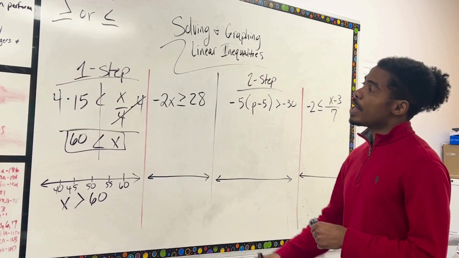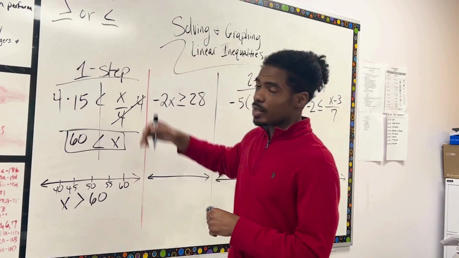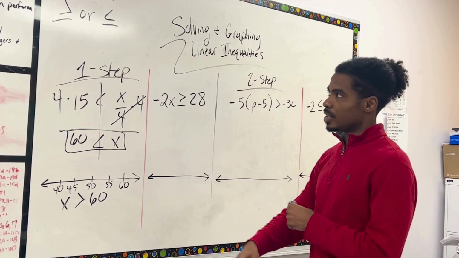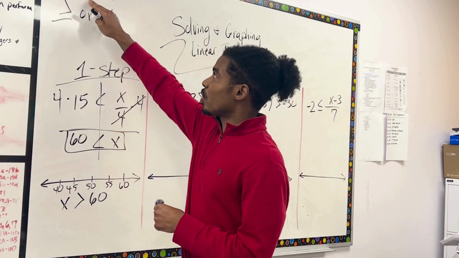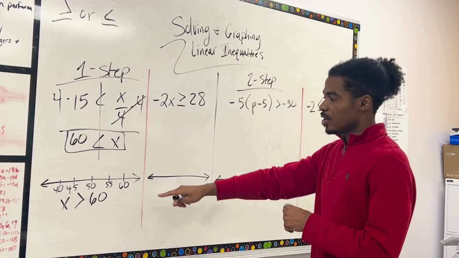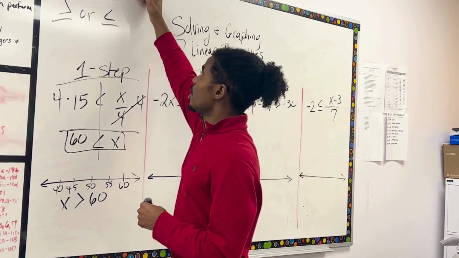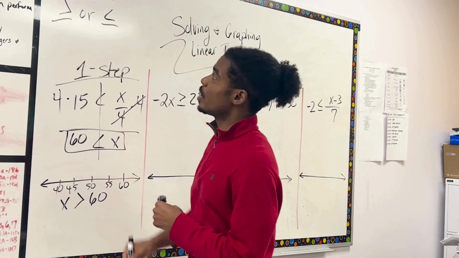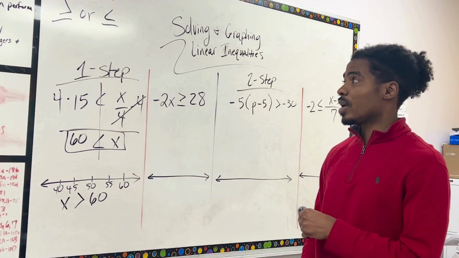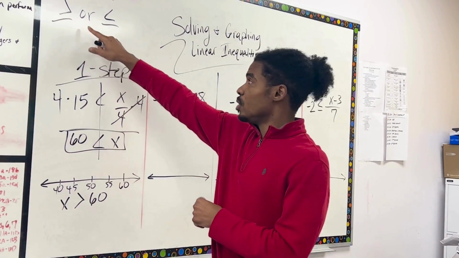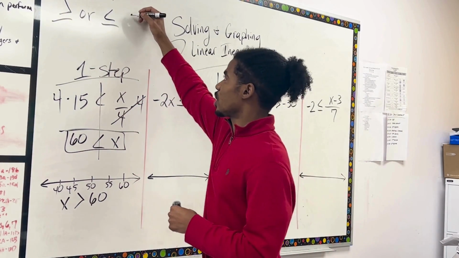Okay, so let's go back to when we're dealing with inequalities. Okay, now when I'm graphing these, I got greater than or less than. When I'm graphing an inequality and it's greater than or less than, you want to use an open circle. Okay, when I'm graphing an inequality and it's greater than or equal to or less than or equal to, you're going to use a closed circle.